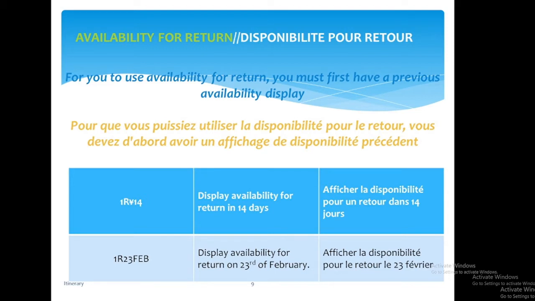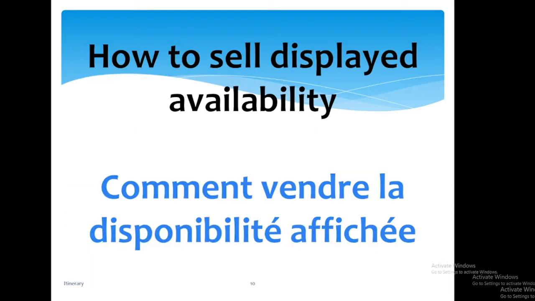So whatever your previous availability, the return will be on 14 days. Now if you don't know the number of days but you know the dates of return for the passenger, you just do 1 Romeo and the date. Alright, you will see everything when we get to the practical aspect.